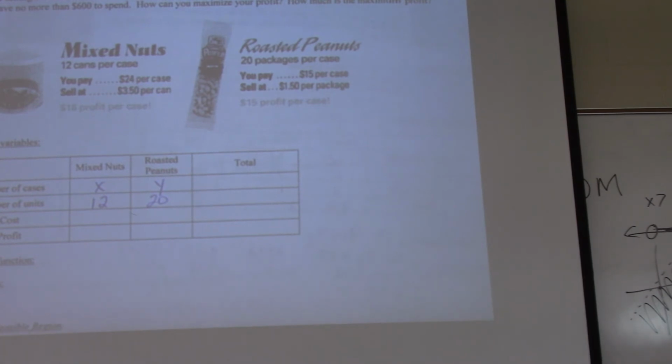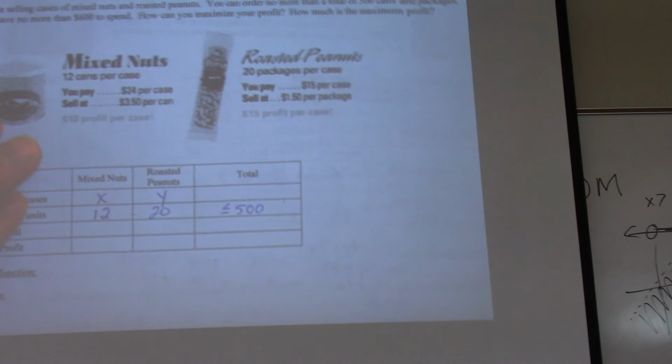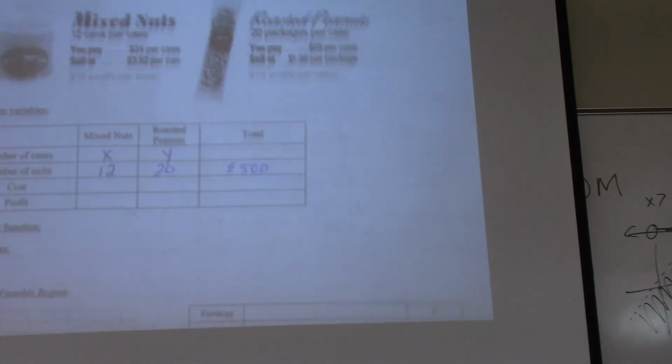500, right? If units are cans and packages, we said that. Can I have more than 500? No, so how should I write that? What have we been writing all along? Less than or equal to. That's exactly right. I love it. I'm getting so many people to participate today. Less than or equal to 500. Okay? How about the cost?